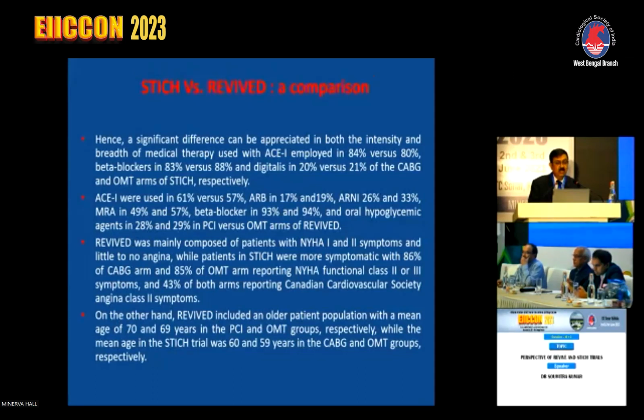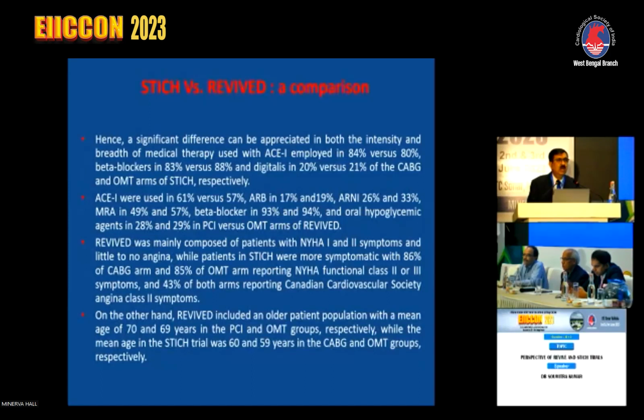So patients in REVIVED received better treatment. Of course, SGLT2 inhibitors were still not used in the REVIVED trial. Now, another drawback, a limitation of REVIVED when compared to STICH, is that less symptomatic patients were included in REVIVED. Whereas in the STICH trial almost 43% of patients had CCS class 2 angina, such patients were not included in REVIVED BCIS2. So this is the point to be noted.